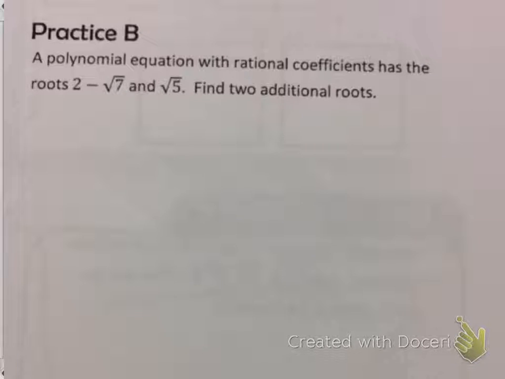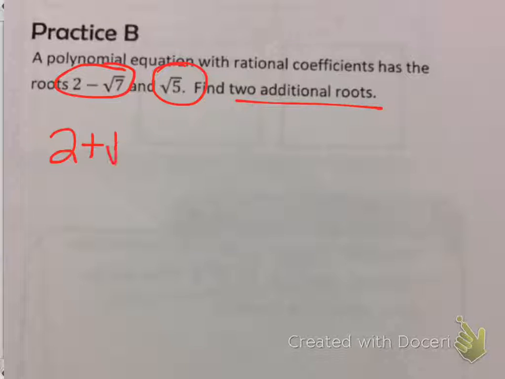Okay, same thing on this next one. It asks us to find two additional roots given that this is one of our roots and this is one of our roots. So we're just going to list the conjugate pairs. The conjugate pair of 2 minus the square root of 7 is 2 plus the square root of 7. And the conjugate pair of the square root of 5 would be negative square root of 5. So those are our two additional solutions.